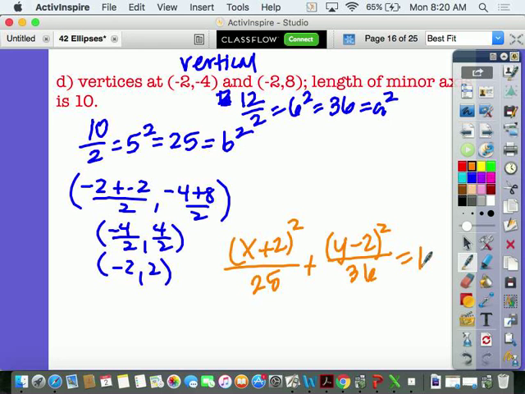If you're still having difficulty writing the equation from different given characteristics, it just takes practice. So you guys will get that practice when you're working on your homework.